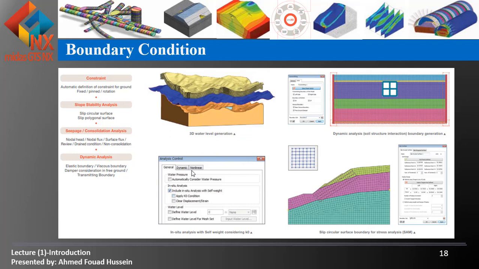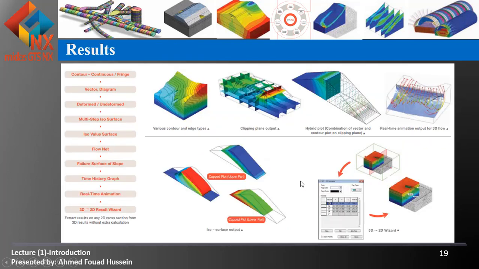About slope stability, we can create slope stability with different techniques, so we have to put the boundary condition like the slip circular surface or the polygonal. After we are done with these techniques, we come up to results.